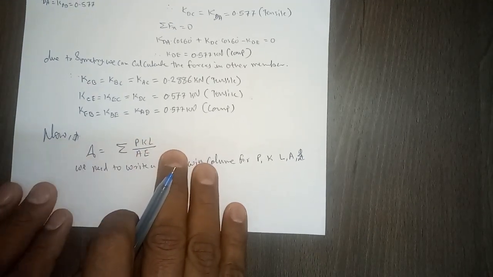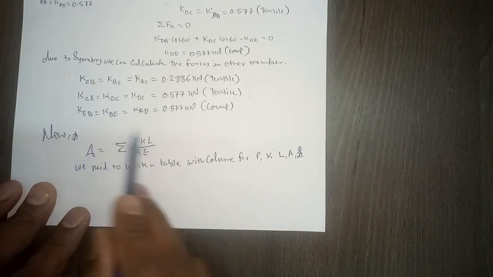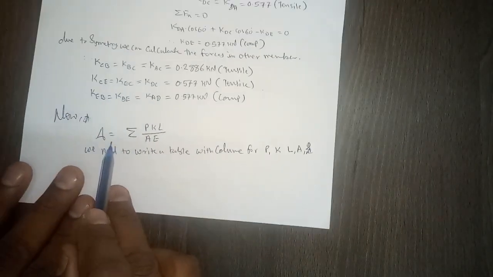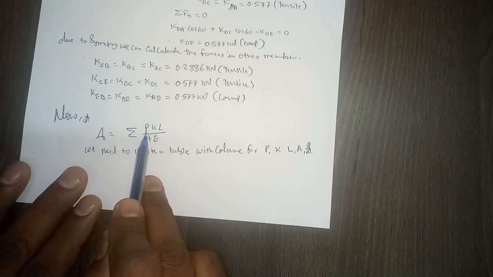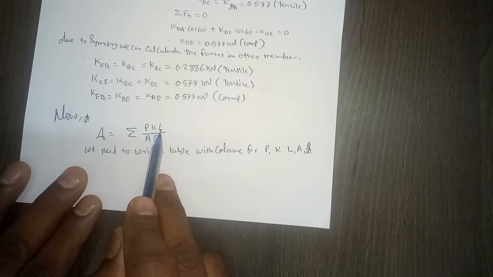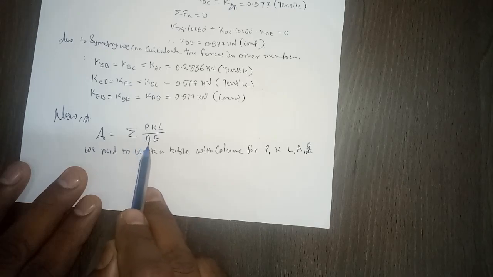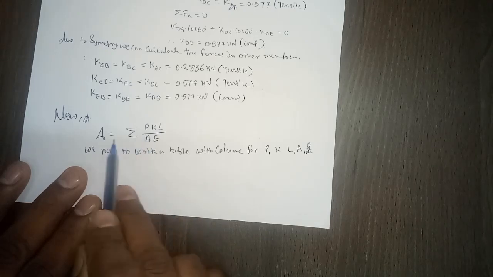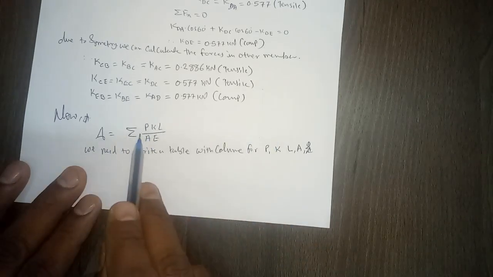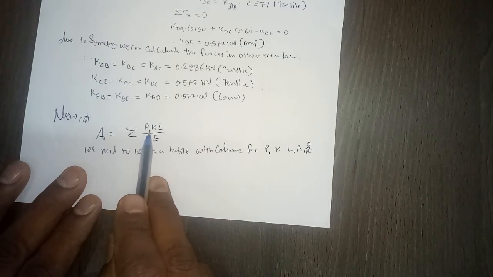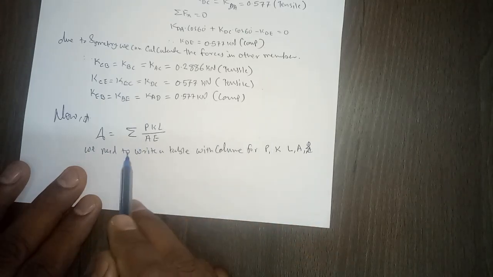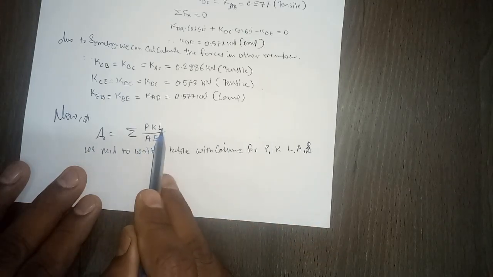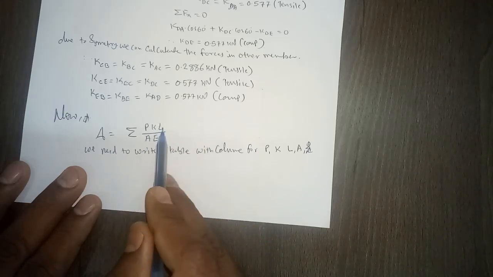Now finally we have to use this equation to calculate deflection, right? If you see in this equation, what we need is P, K, L, and A and E. So typically your table should have a column for each of these values, but since E is constant, we may not need to write it down. For this problem, even A and L are constant, so we may not need to write them down.